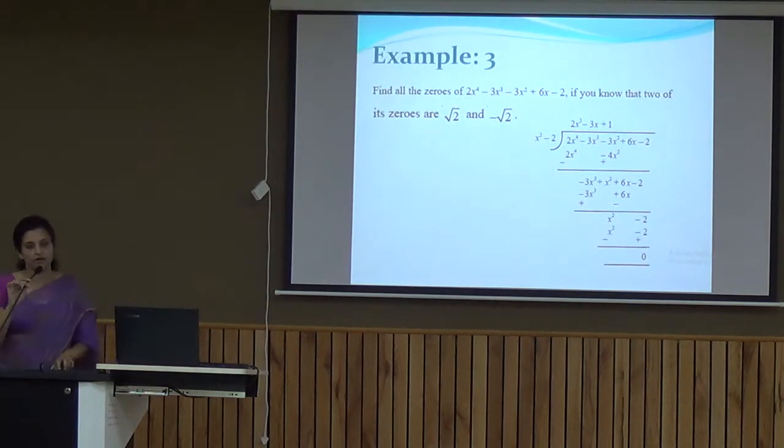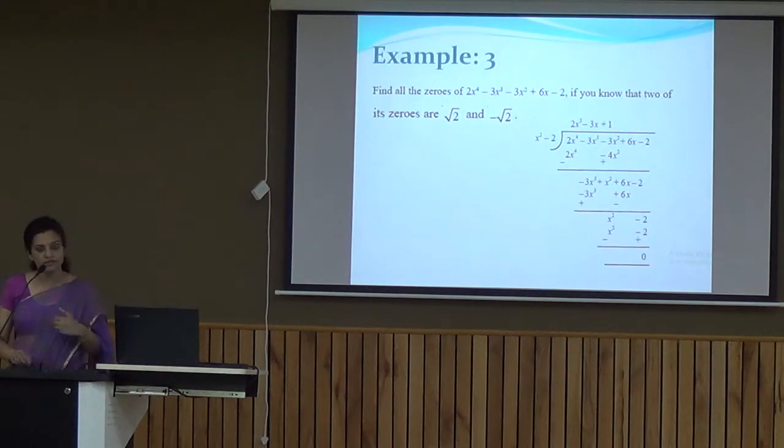Now this question calls for a bit of brainstorming. See, it says find all the zeros of the given polynomial if you know that 2 of its zeros are this. Root 2. Root 2 is a zero. That means x minus root 2 is surely going to divide my given polynomial. Same way, x plus root 2 is also going to divide my given polynomial.